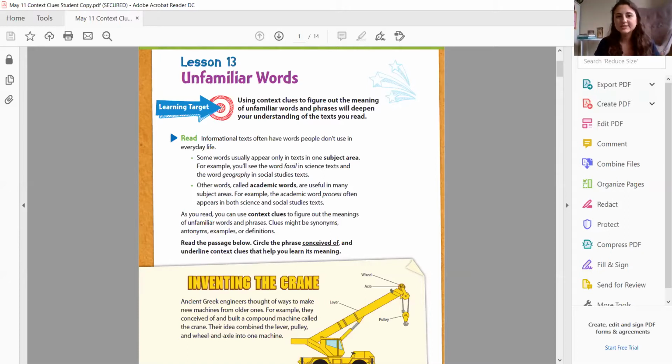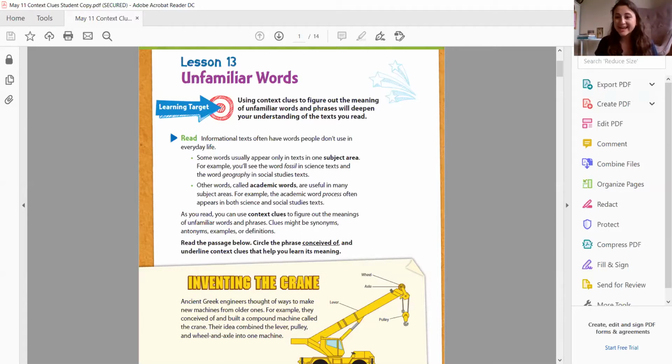It says, using context clues to figure out the meaning of unfamiliar words and phrases will deepen your understanding of the text that you read. Okay, let's go ahead and read that next section together as well. It says, informational texts often have words people don't use in everyday life. Some words usually appear only in texts in one subject area. For example, you'll see the word fossil in science texts and the word geography in social studies texts, but you're really not going to see them many other places, right?